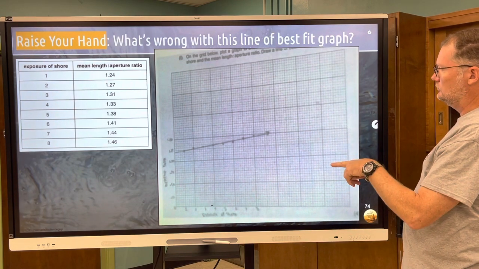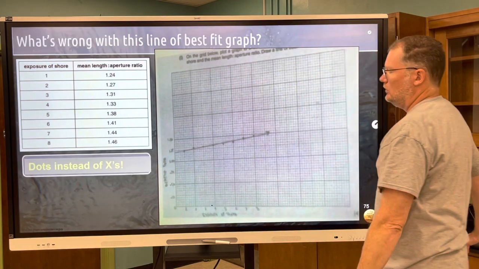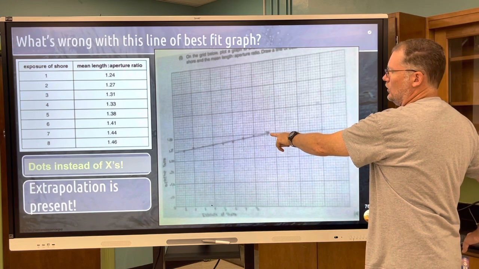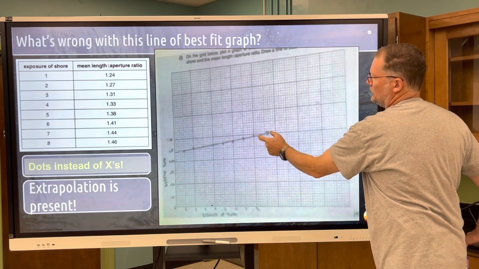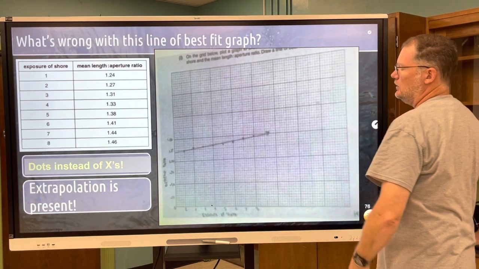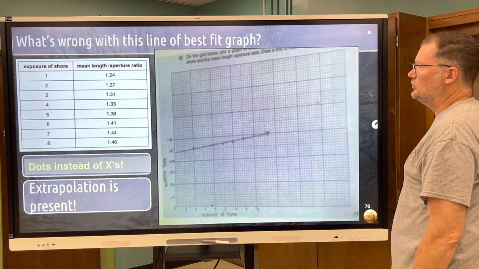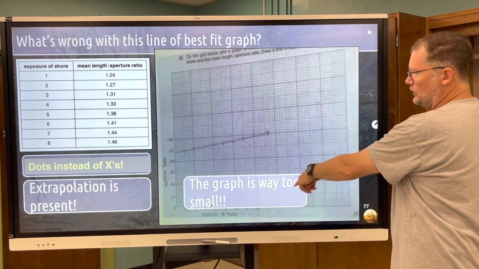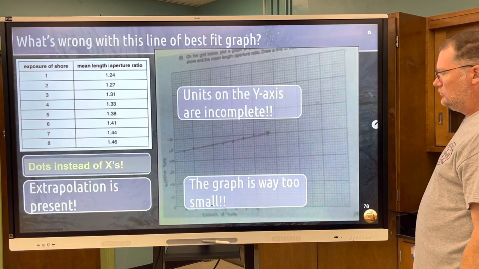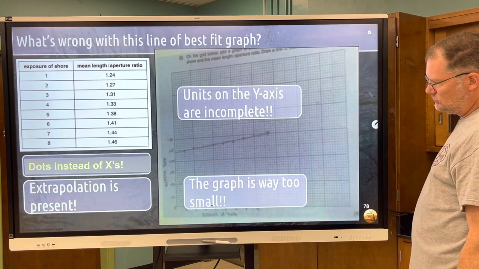What's wrong with this one? Well, it's clear that there's too much white space. They didn't spread out. And there's dots instead of X's. And they have extrapolation. This is an arrow. So they're just saying, oh, it continues to go that way. This piece should not belong here, right there, okay? And it's hard to see maybe on the screen, but just pointing out some stuff. And the graph is way too small. So three things wrong with that one. And then the units on the y-axis are incomplete.